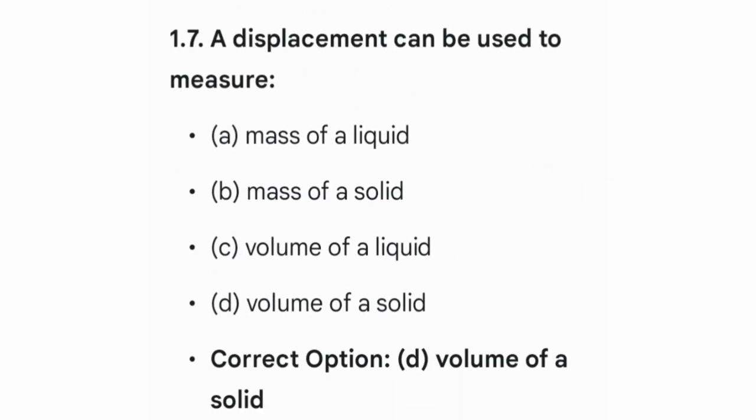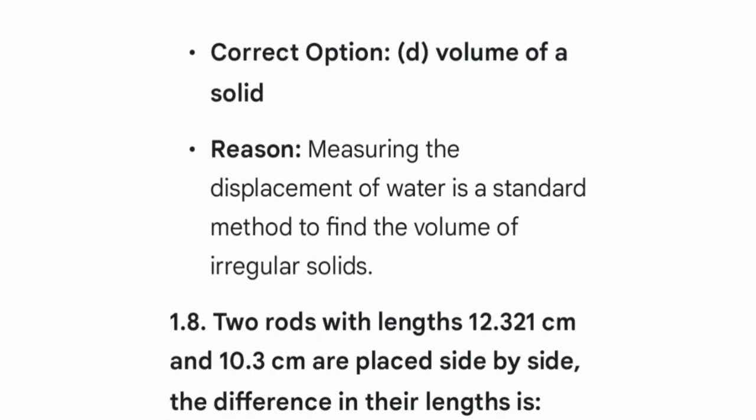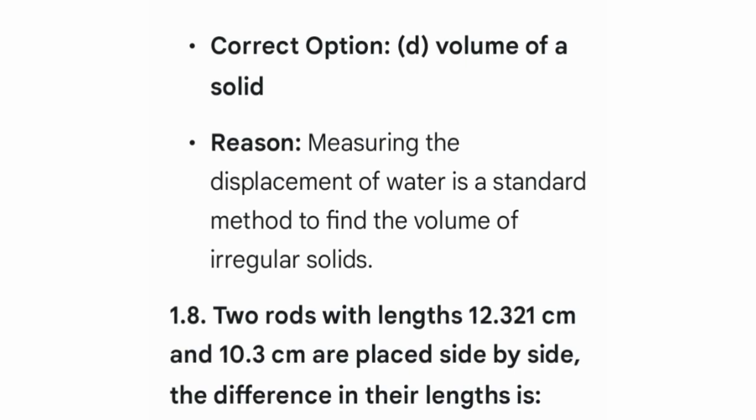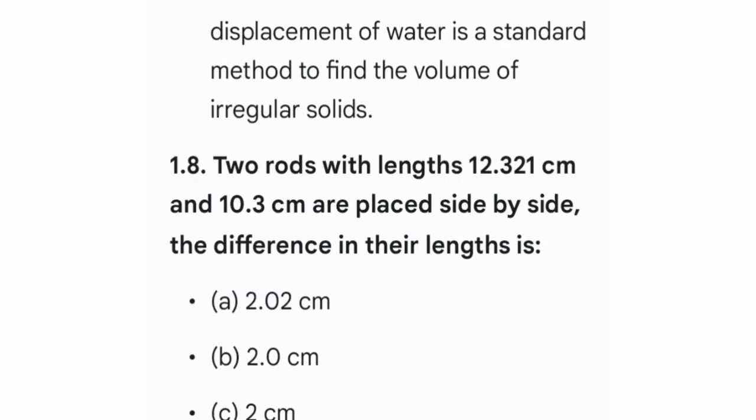MCQ 1.7. Displacement can be used to measure: mass of liquid, mass of solid, volume of liquid, volume of solid. The correct option is D, volume of solid, as this method is used to measure the volume of solids.